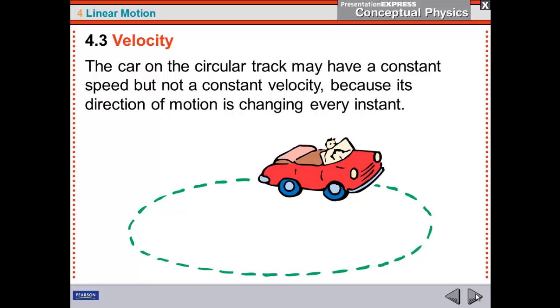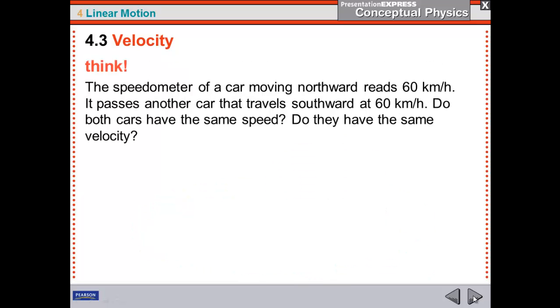Right? So we know it might be going at, say, 60 kilometres per hour. So its speed is constant. Right? But because it's always changing its direction to keep going around that circle, we will say the velocity is always changing. Okay?